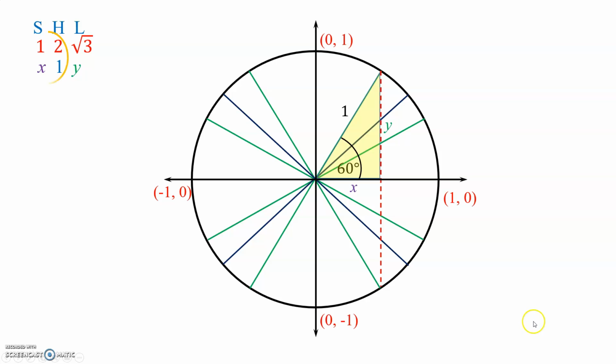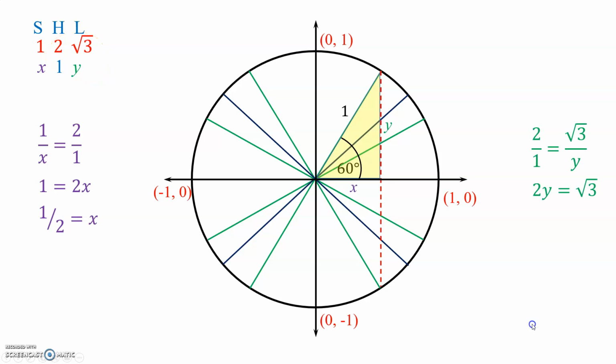So let's go ahead and use this portion of the proportion to solve for x. Cross multiply, divide by 2, x is 1/2. Use this portion of the proportion to help us solve for y. Cross multiply, divide by 2, there's our y. First thing you notice, the values are the exact same as what we came up with for the 30-degree angle. And it should be sensible because it's also still the same 30, 60, 90 triangle.